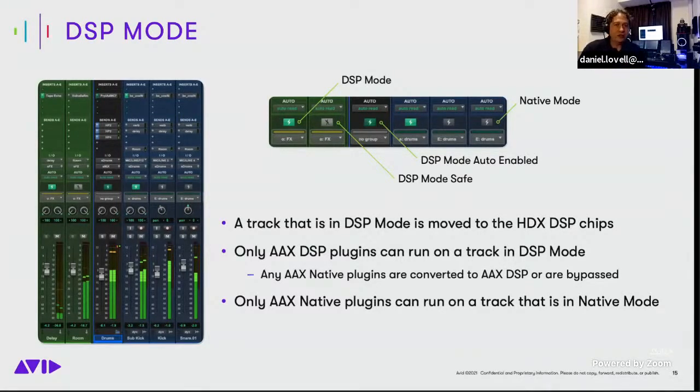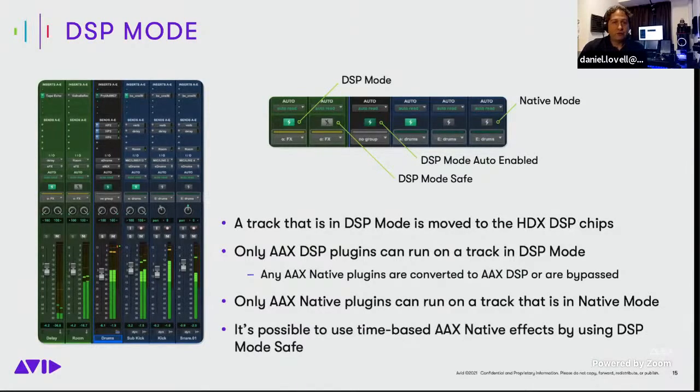And just the other mode that's available there, we've seen the light green. The dark green is a track that's automatically been put into DSP mode because it's downstream from the DSP mode enabled track. But there is another mode that we have, which is DSP mode safe. What this does is it means that a track won't go into DSP mode automatically. And there's a couple of use cases for this. I'm going to show that really quickly when we jump into Pro Tools.